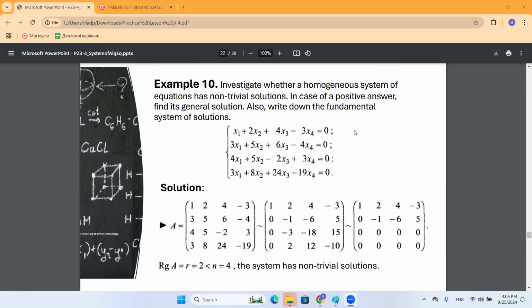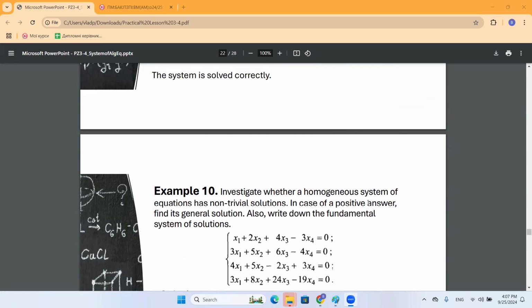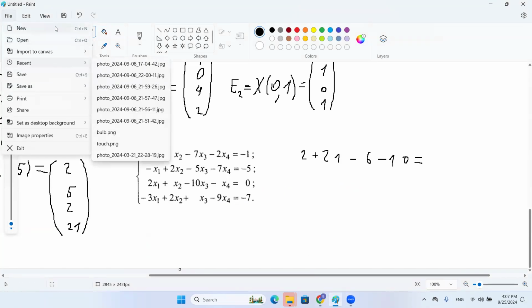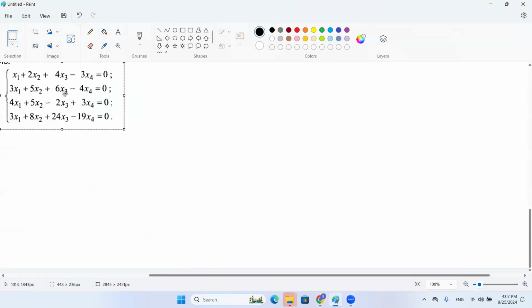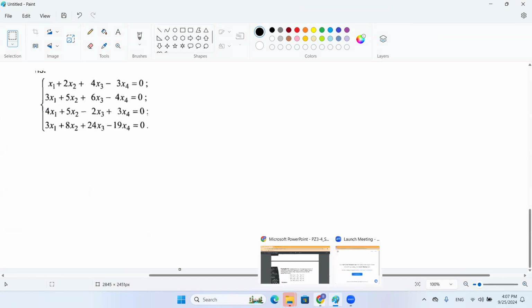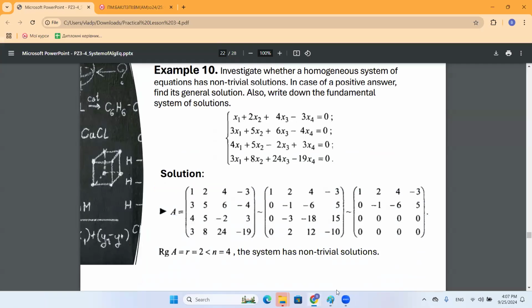Okay, and now let's investigate one more homogeneous system. First, we will check it. We have to check it for a non-trivial solution, and then if we have them, spoiler: we have, we will write down the fundamental system. Now let's start solving. And let's copy and paste the initial matrix.